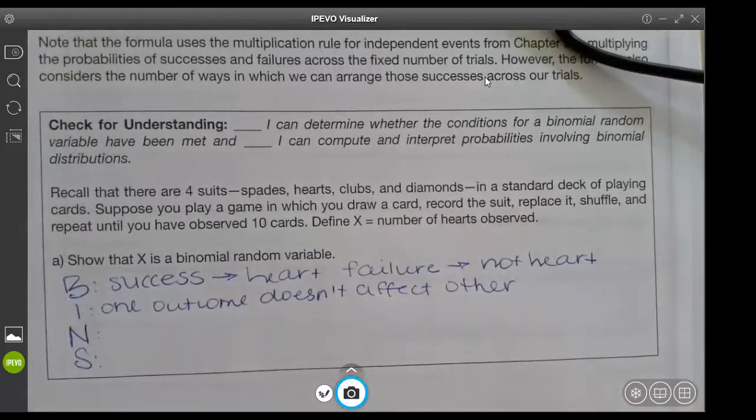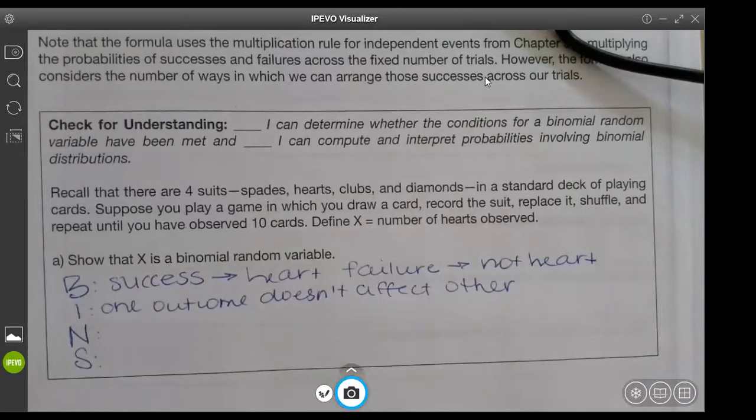What if they weren't replacing it? It would not be independent, so what would we do? Check the 10% rule. What is that? If it's less than 10% of the population, and the population is 52 cards, then we can move on and assume that it is independent, right? Is everybody good? So we can take that out.